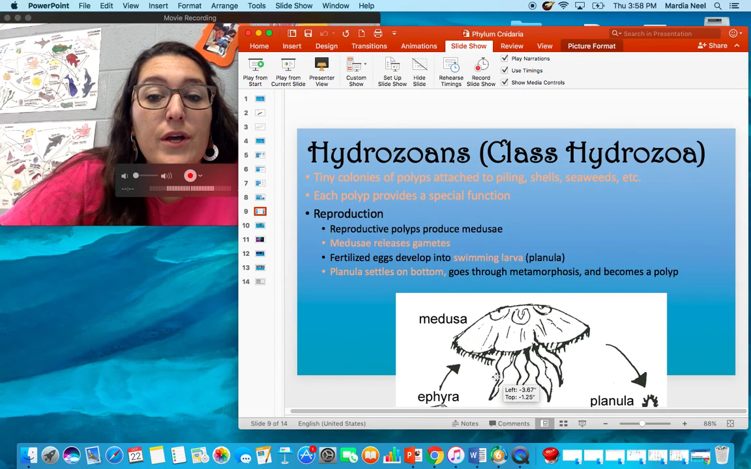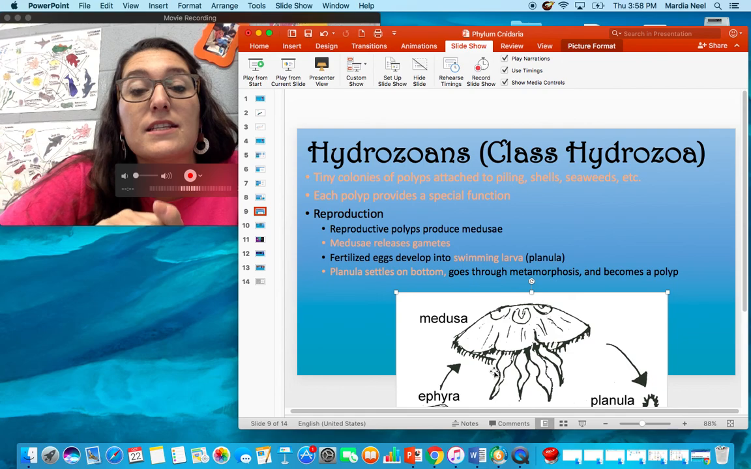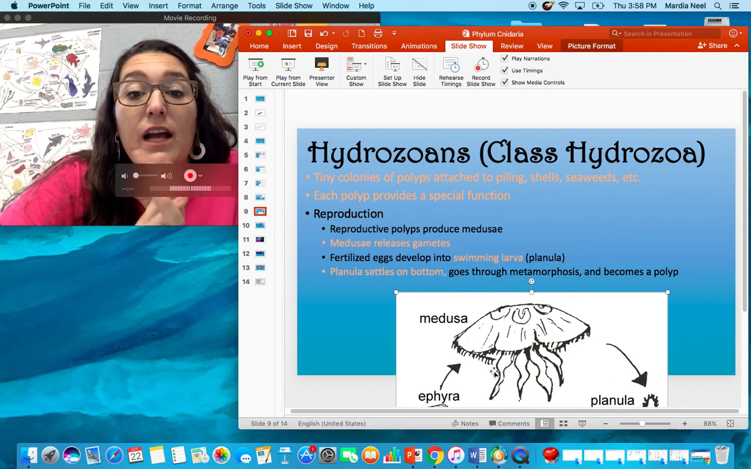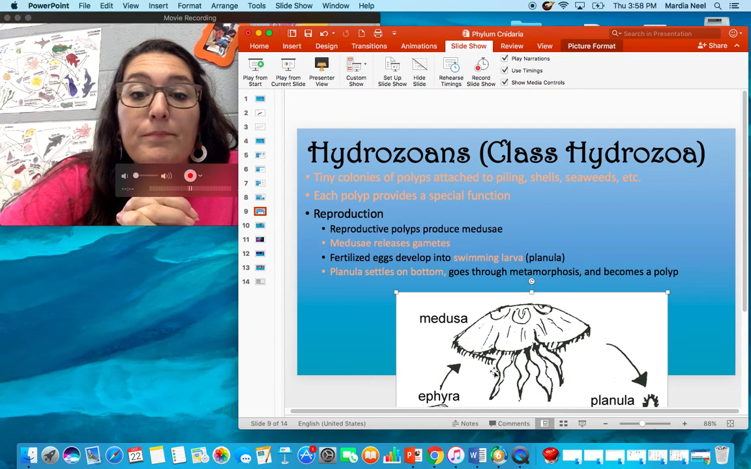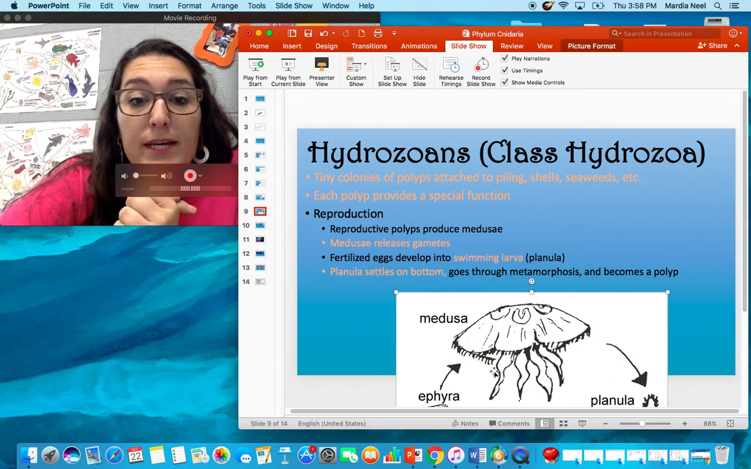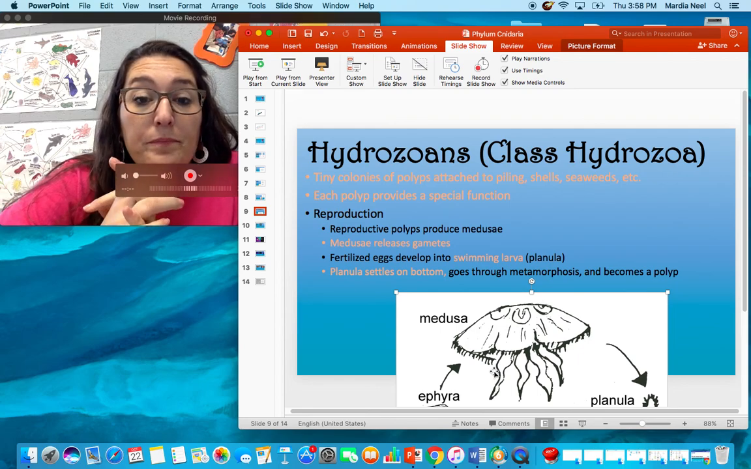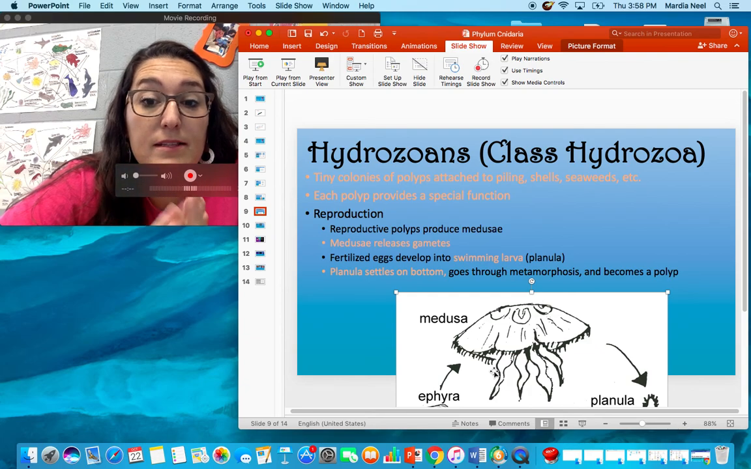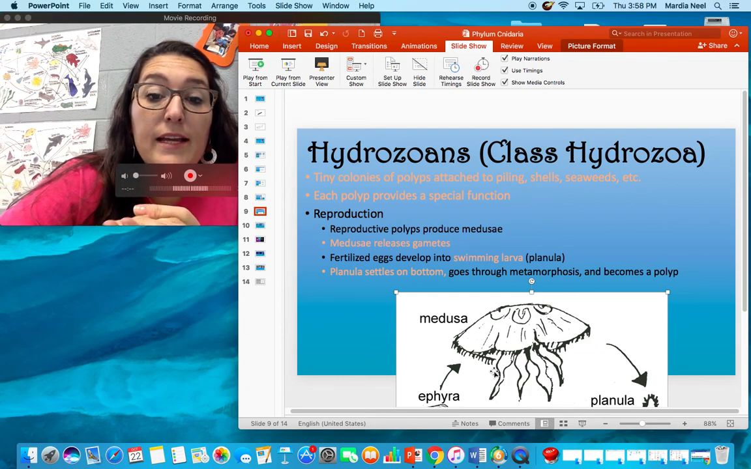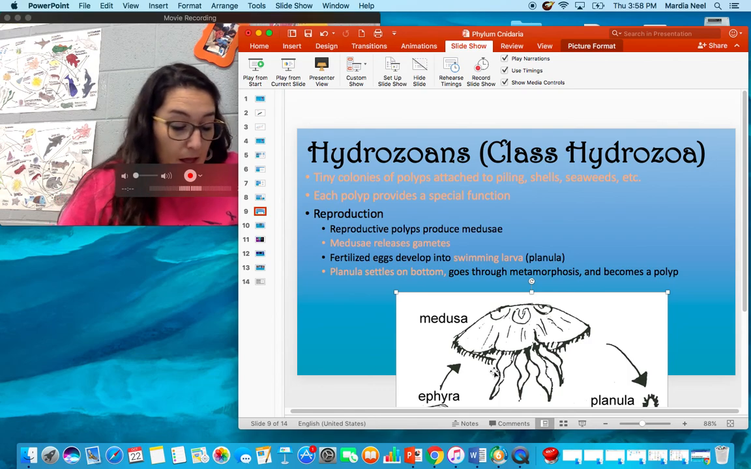So class Hydrozoa is the first class we're going to talk about. Within the phylum Cnidaria, there's lots of different classes. Class Hydrozoa are tiny colonies of polyps. They're attached to pilings, shells, seaweeds. Each polyp serves a special function. The reproductive polyps produce medusa. Those medusa release the gametes. The fertilized eggs develop into swimming larvae, which are called planula. Those planula settle on the bottom. They go through metamorphosis, and they become a polyp.